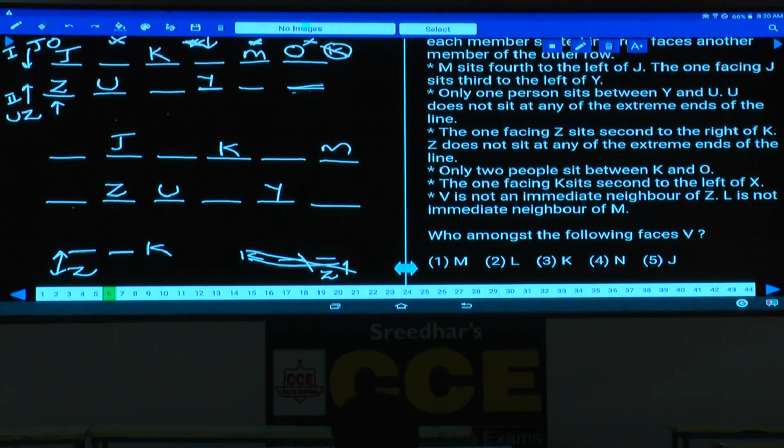The one facing Z sits second to the right of K, and at the same time Z does not sit at any of the extreme ends of the row. Here Z is at the extreme end of the row, this is the only possibility, hence case one is completely ruled out. Now we are left with only the second case.